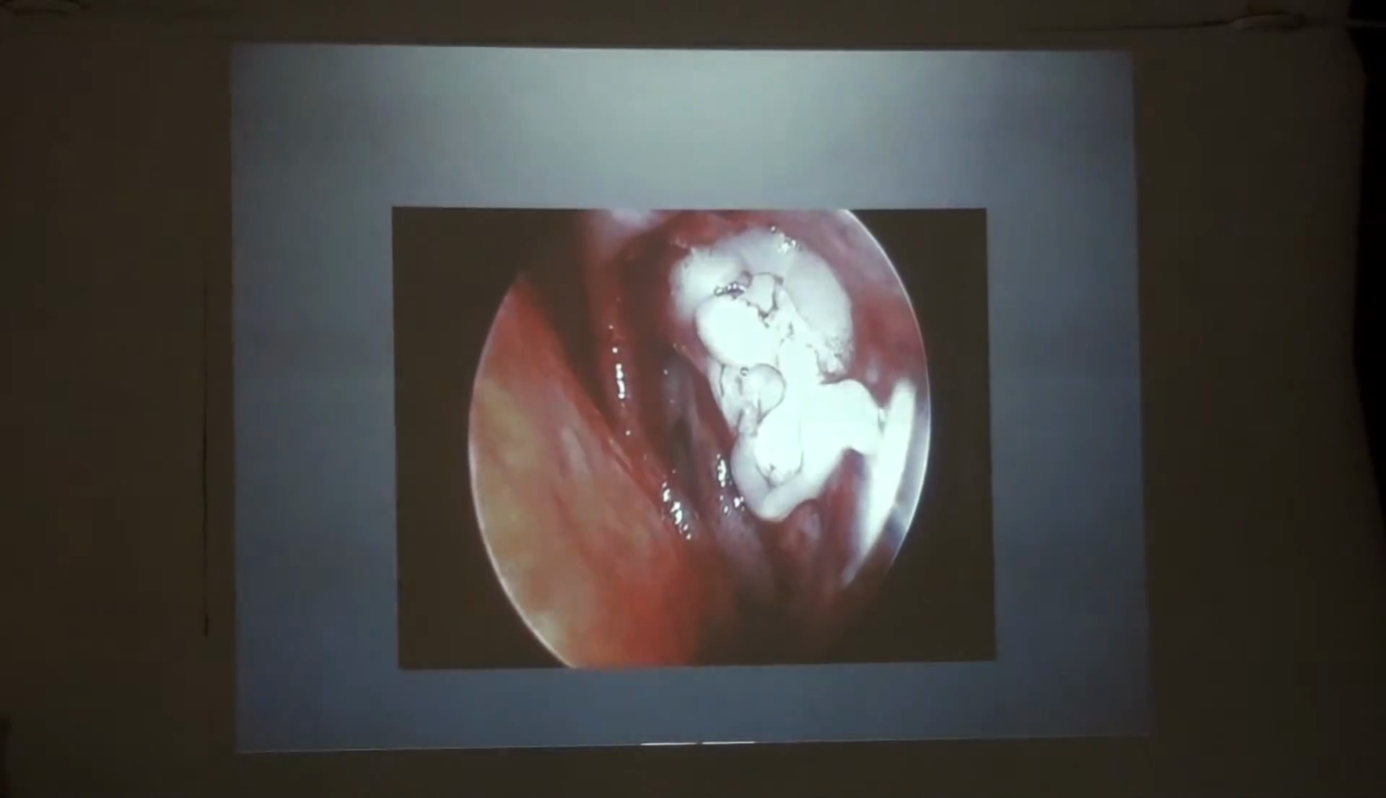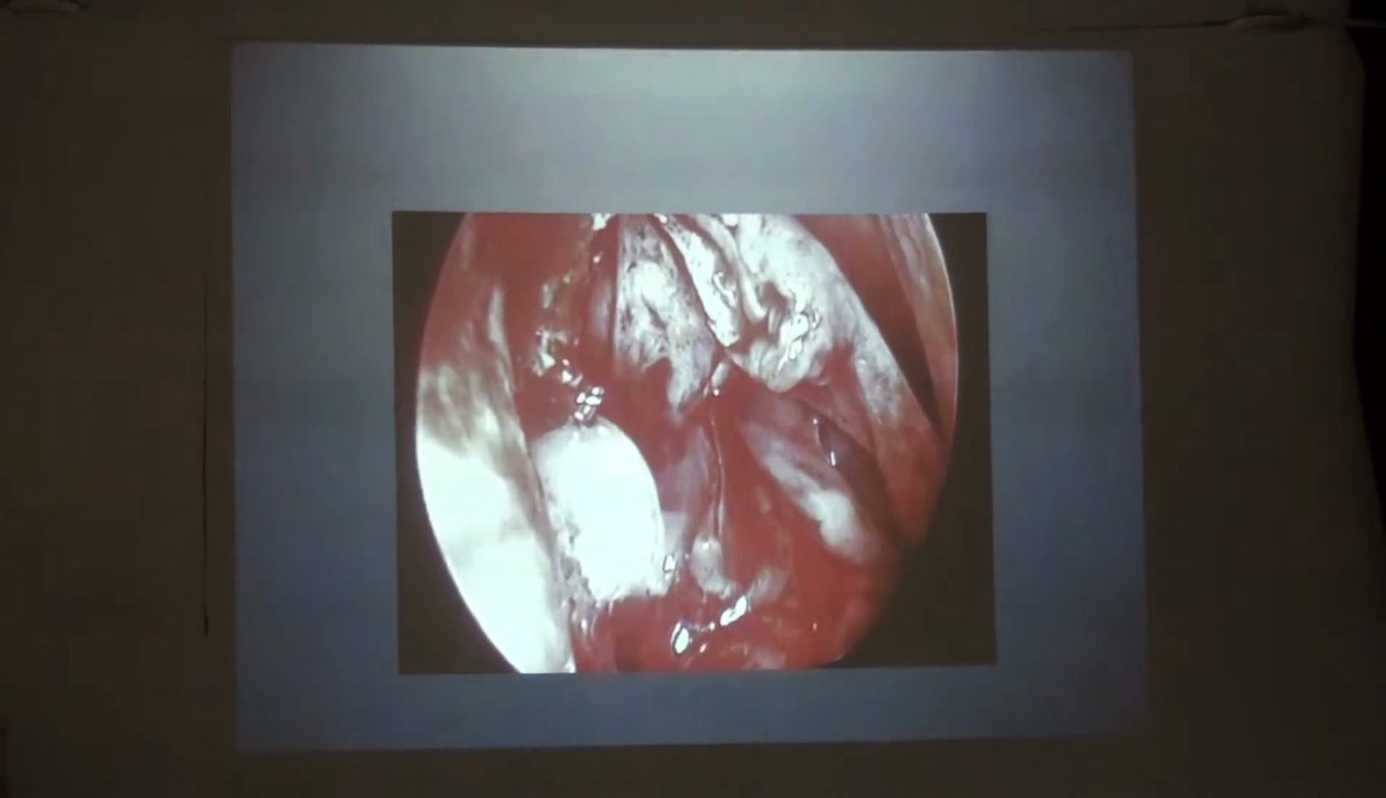Then after repositioning the flap, we put some Neosporin ointment or T-Vac ointment over the window, that exposed area. This is another side, right side. We have already placed this ointment. This is the middle turbinate. This area is here. Some part is open still.